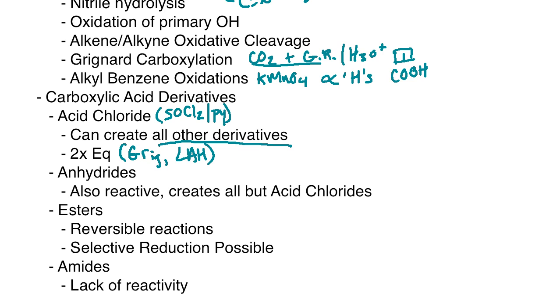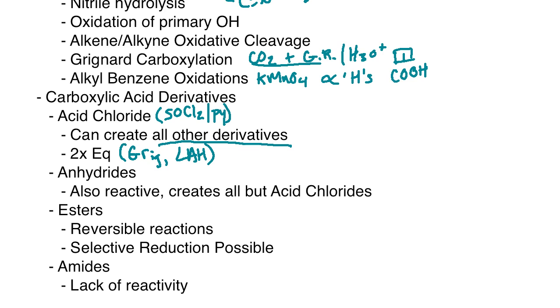Okay? We did discuss anhydrides briefly, and we said they are also reactive. They can create everything in a similar manner to that of acid chlorides, except they cannot create acid chlorides themselves. If you wanted an acid chloride and you had an anhydride, you would need to create a carboxylic acid from the anhydride, and then you would use SOCl2 to convert the carboxylic acid over to the acid chloride.